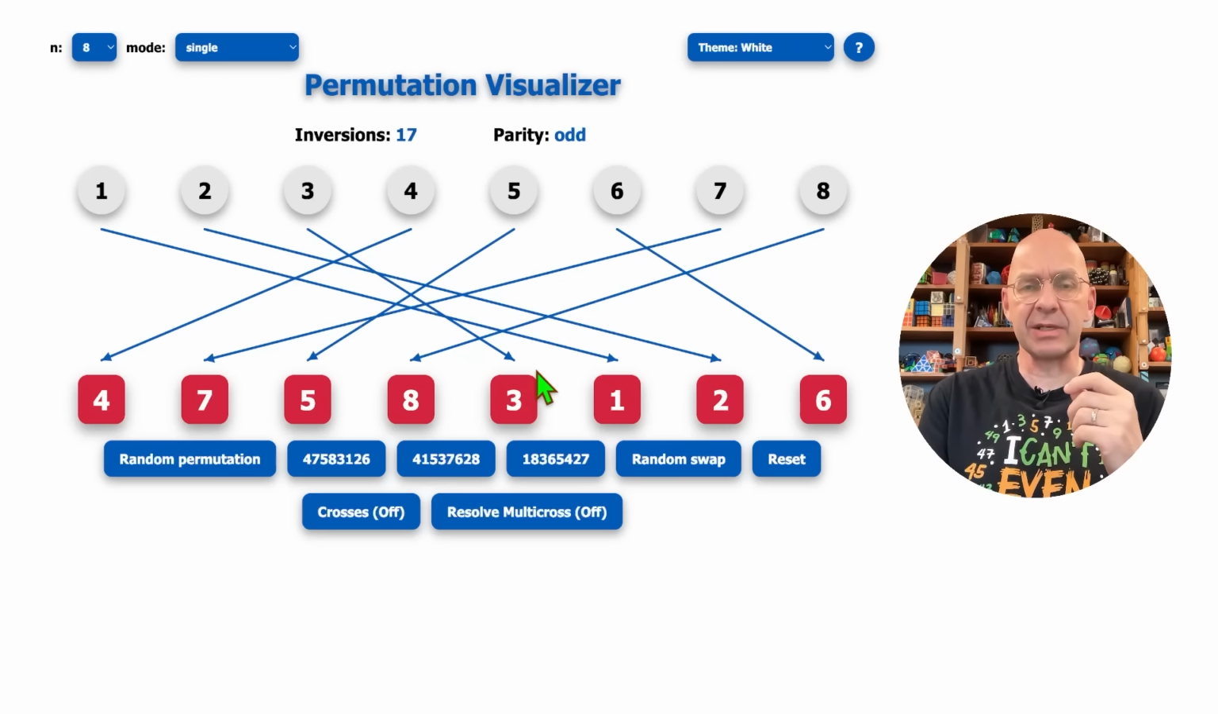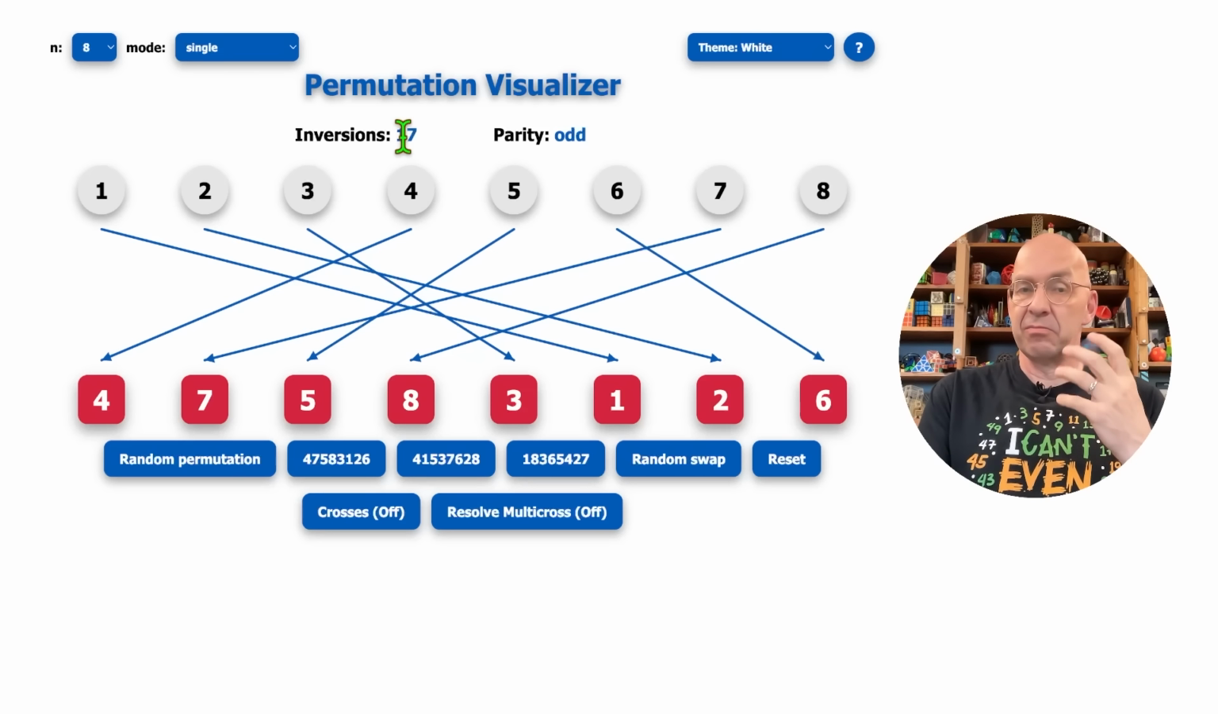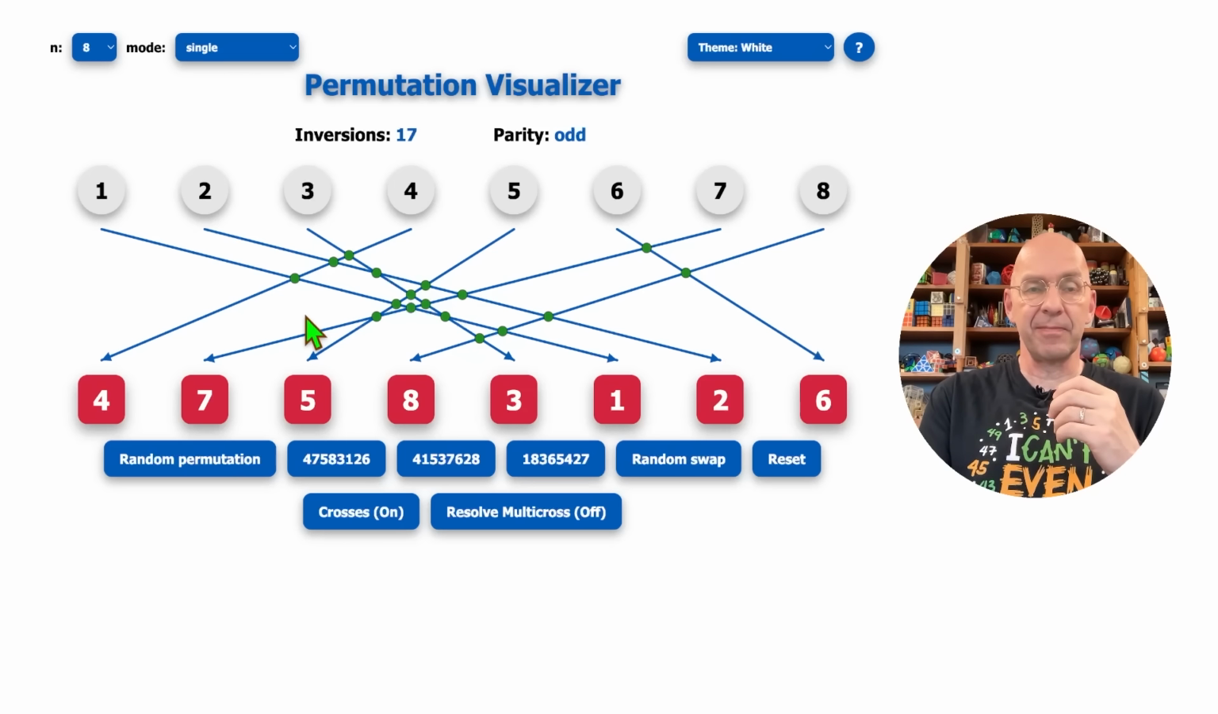Now, we're Mathologer people, so we want to see this as visually as possible. And actually, you can see those inversions at a glance in this permutation diagram. They correspond to these crossings here. Let's just count the crossings. 1, 2, 3, 4, 5, 6, 7, 8, 9, 10, 11, 12, 13, 14, 15, 16, 17. 17 inversions correspond to these crossings.